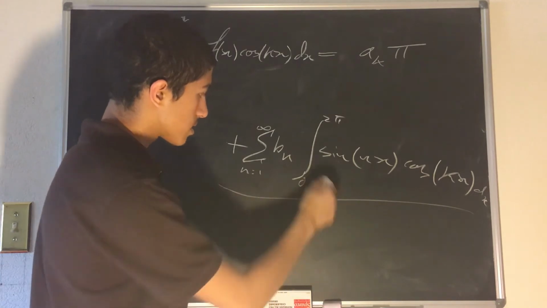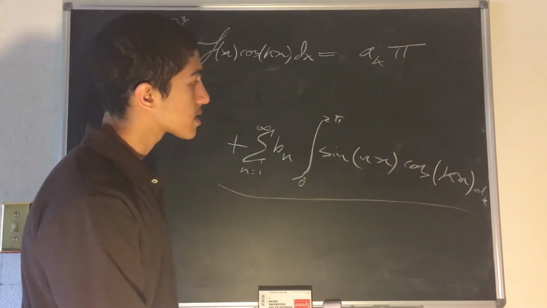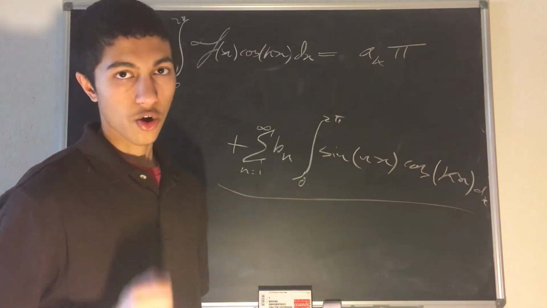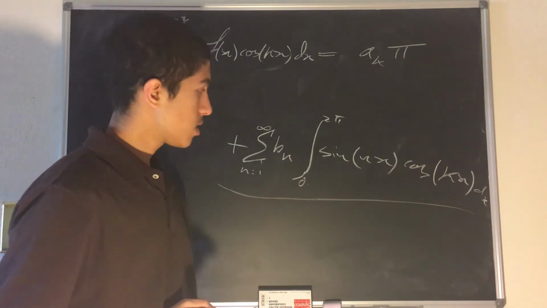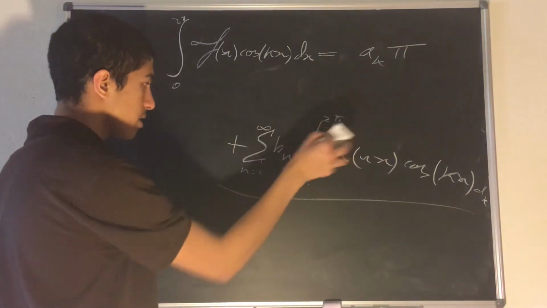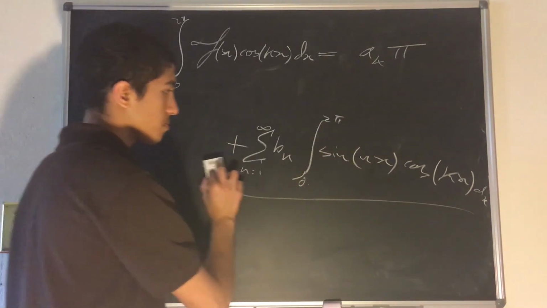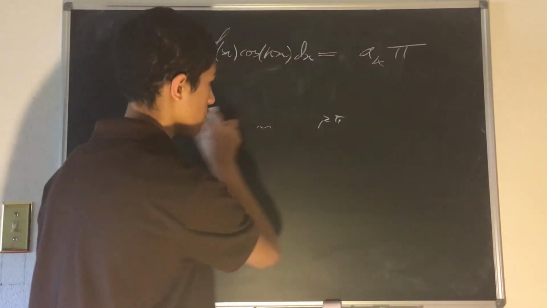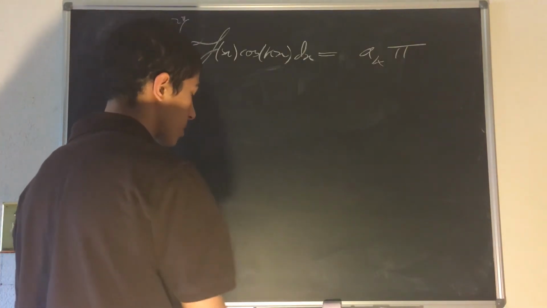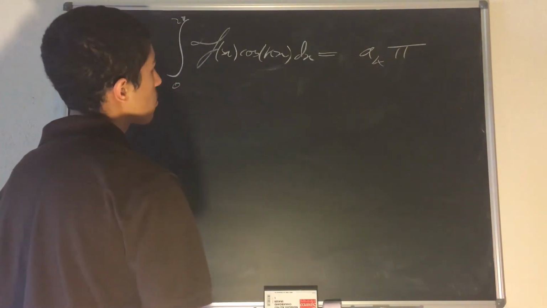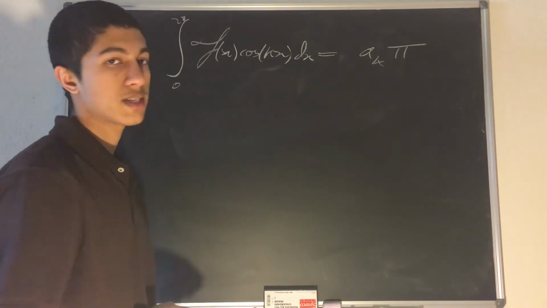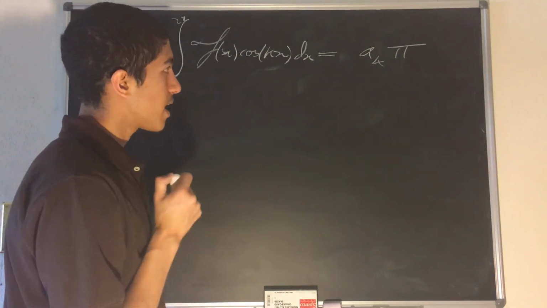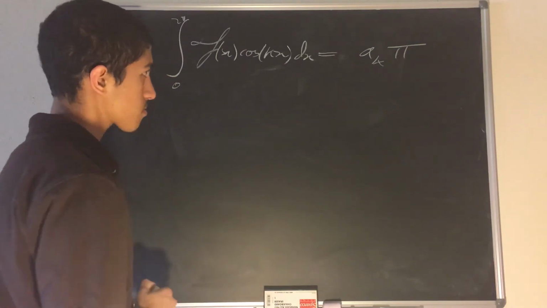And wonderful, now we're left with this last integral to evaluate. Well, the integral from 0 to 2 pi of sine nx times cosine kx dx is always equal to 0 for whatever integer values n and k hold. So then we can cross this entire infinite sum out, because the infinite sum of zeros is always going to be equal to 0. So then we have the integral from 0 to 2 pi of f of x times cosine kx dx is going to equal a sub k pi.